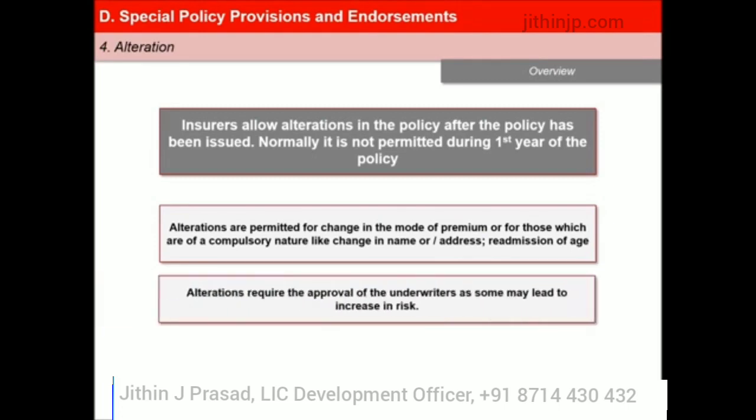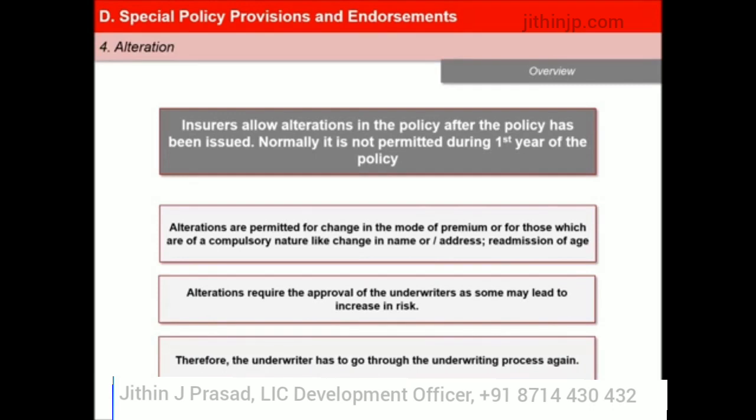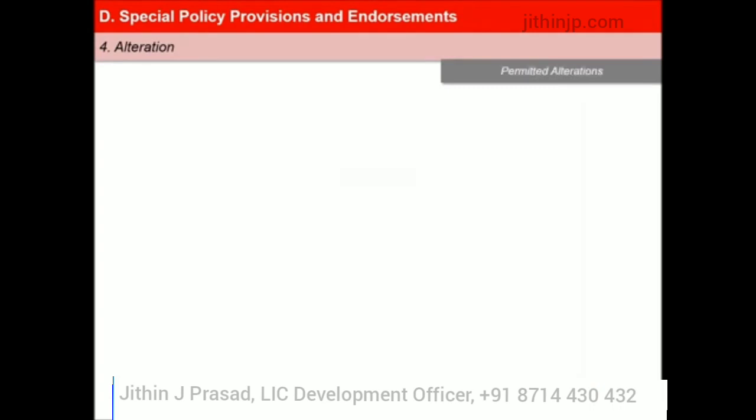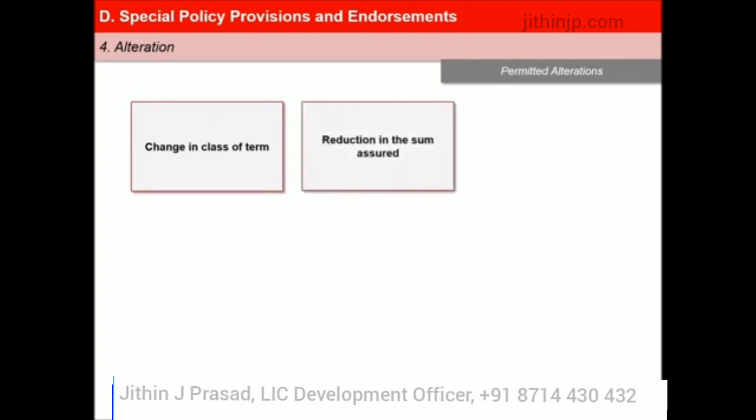Alterations require the approval of the underwriters, as some may lead to an increase in risk. The underwriter has to go through the underwriting process again because any change in the sum assured to a higher side will increase the risk. Some of the main types of alterations that are permitted are: first, change in certain classes of insurance or term where risk is not increased. Second, reduction in the sum assured. Third, change in the mode of payment of premium.